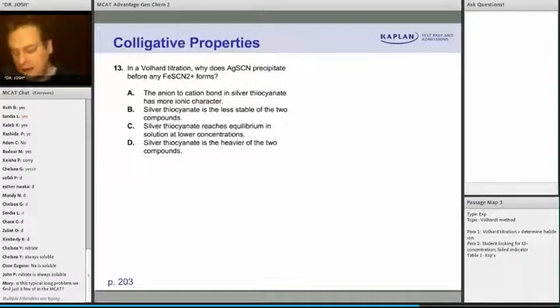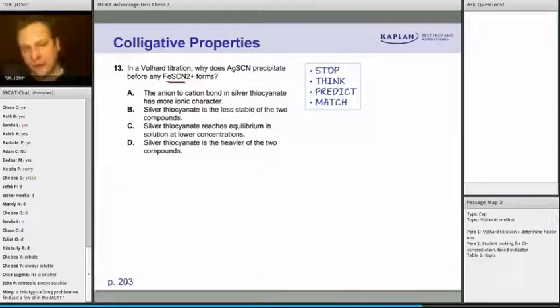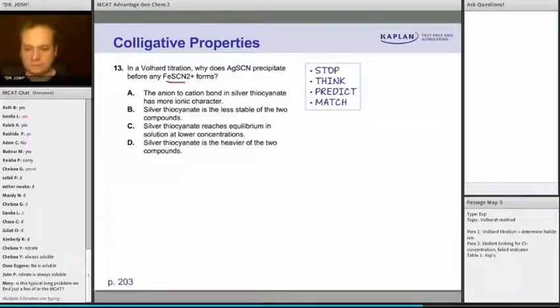Now, 13, though, is not. 13 is one that we should have jumped to, because notice the answer choices are logic. Notice we don't need math. Notice we can solve this one a little bit easier. Why is it that this precipitates before iron forms? Well, let's think. What has to be true if something's going to precipitate first? You think of it again. What does it mean to precipitate? When is something going to precipitate?